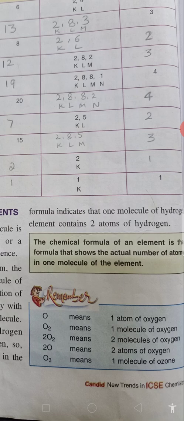The chemical formula of an element is the formula that shows the actual number of atoms in one molecule of the element. Say for example, children, if only O is written, O means one atom of oxygen, O2 means one molecule of oxygen, 2O2 means two molecules of oxygen, and 2O means only two atoms of oxygen. And if you write O3, children, O3 is the formula of ozone, so it represents one molecule of ozone.